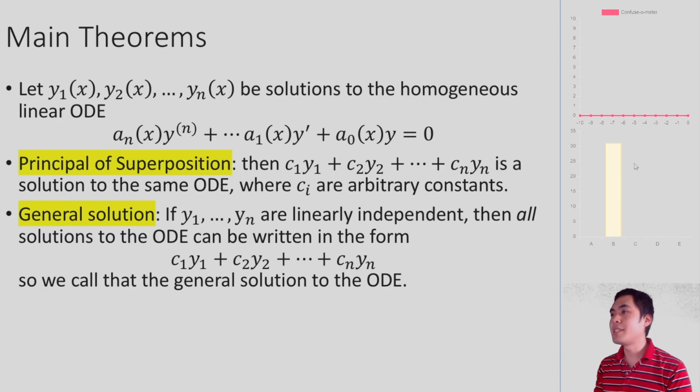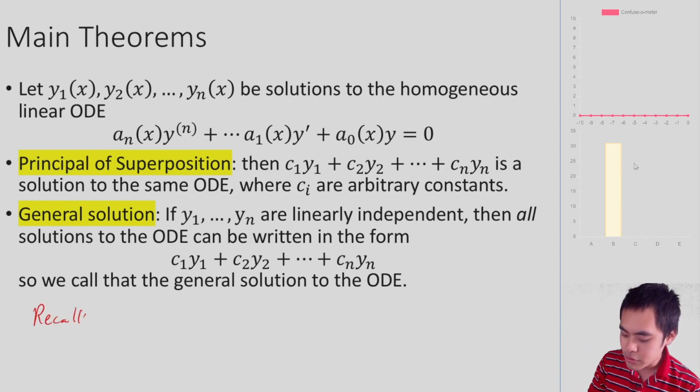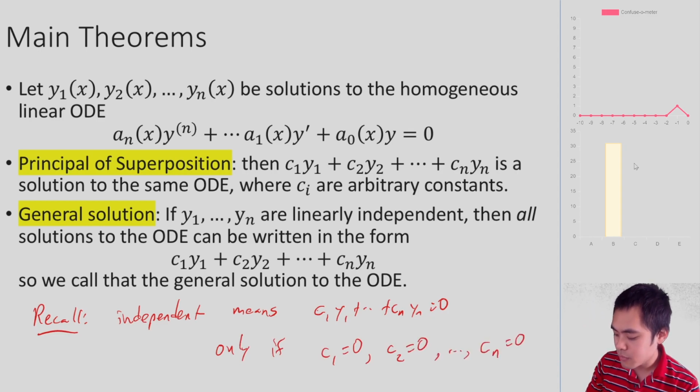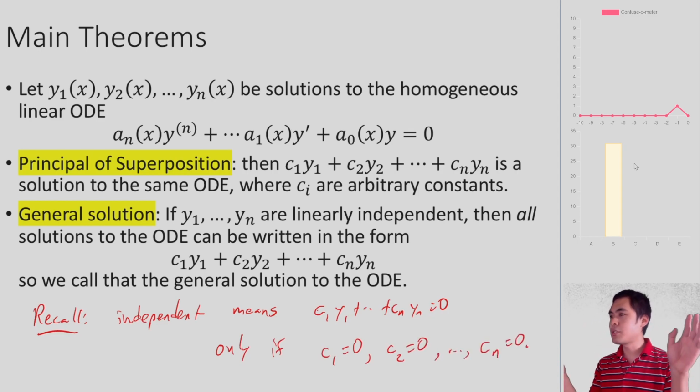And the other important part is that every solution, assuming y1 through yn are independent, which let me remind you of the definition. So recall that independent means that c1 y1 plus dot dot dot plus cn yn is equal to 0 only if all of our c's are equal to 0. Okay, so this is the same idea of linear independence as we dealt with vectors.